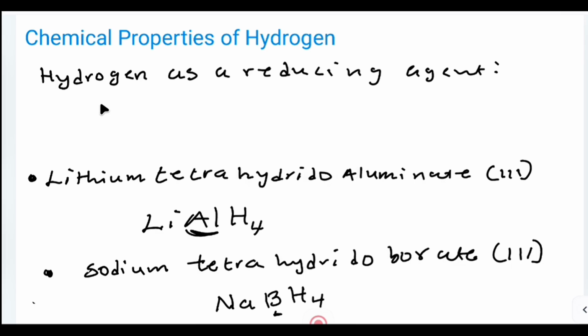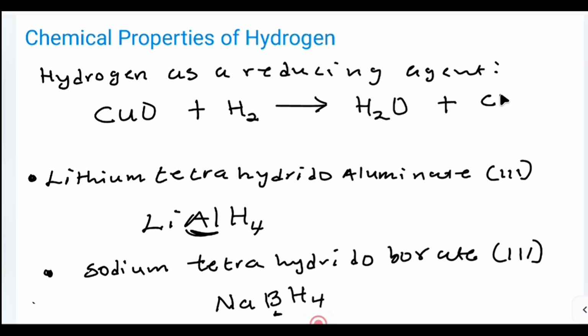So let's say we have CuO. When I react it with hydrogen, H2, hydrogen is going to pull the oxygen from CuO to form water, and then we'll just be left with copper. So hydrogen in this case is behaving as a reducing agent. Okay, feel free to pause the video at any point just to get your notes together.